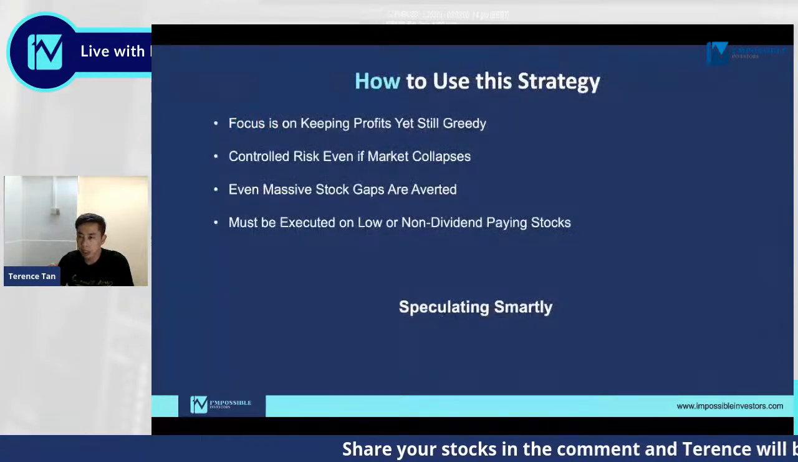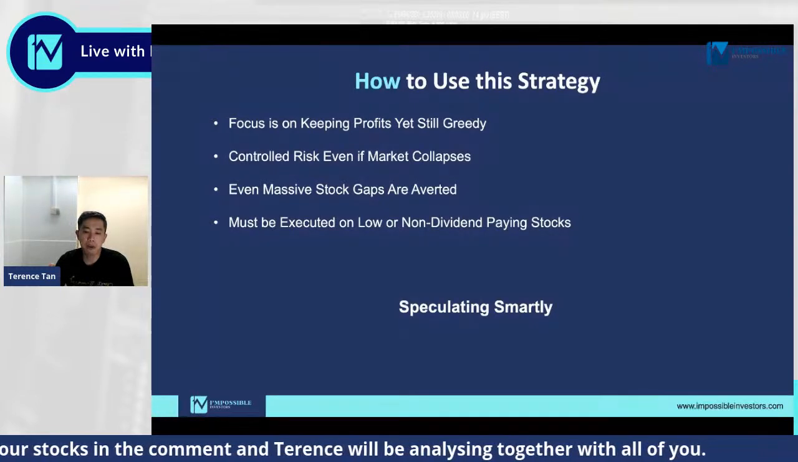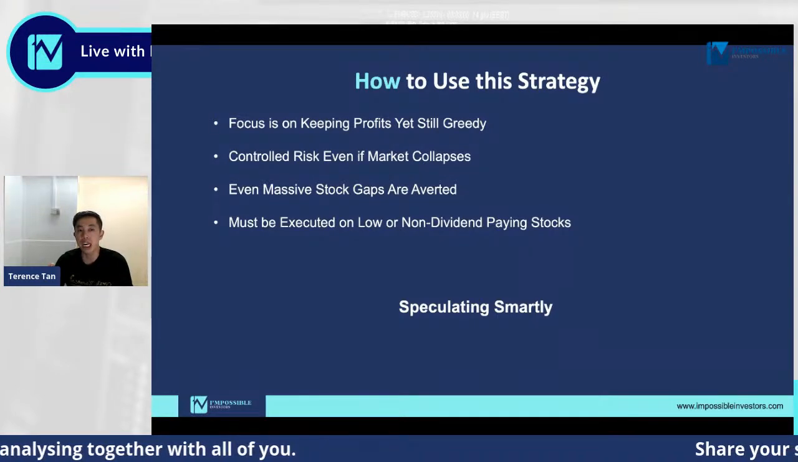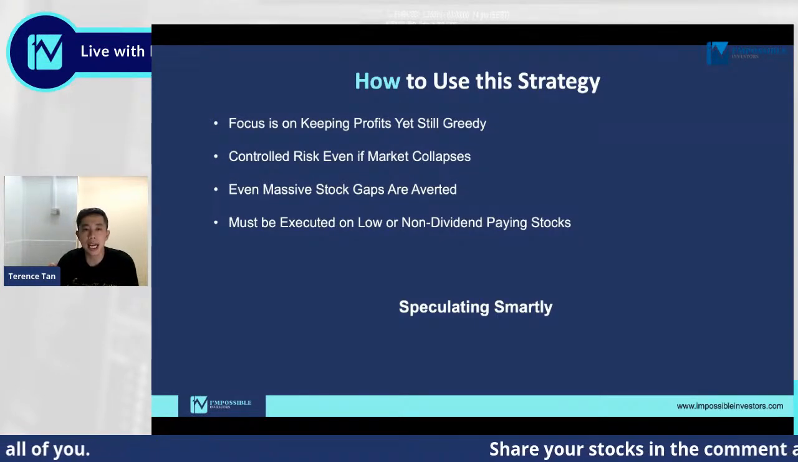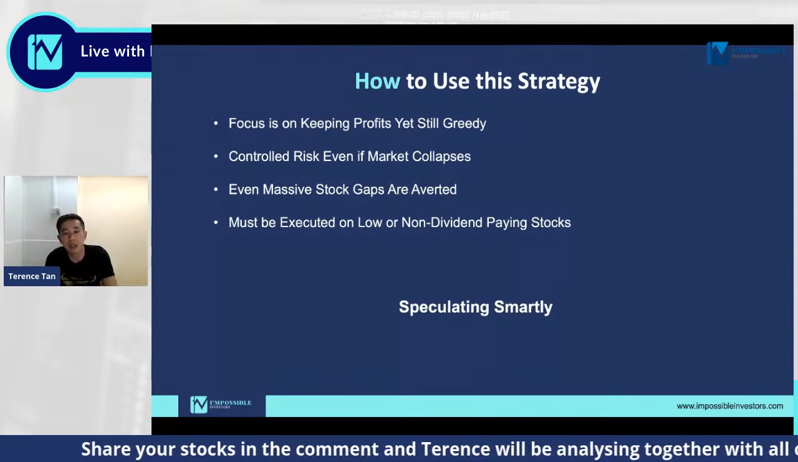Now, how do you use this strategy? It's about focusing on keeping profits, yet you still want the avenue to be greedy. Similar to what we said yesterday, have the apple and also eat it too.